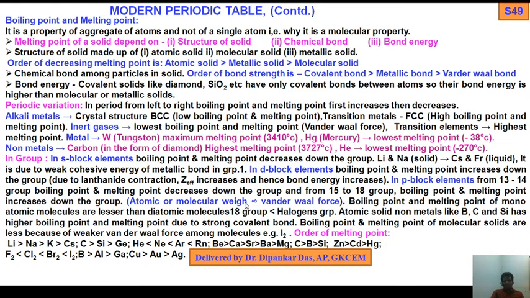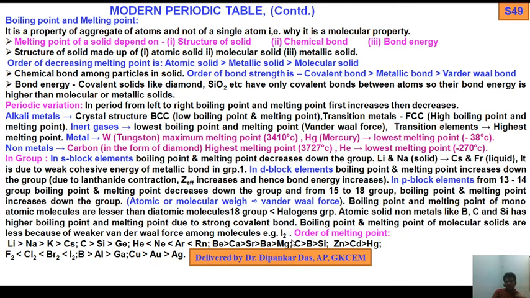Atomic weight and molecular weight are proportional to van der Waals force. So boiling point and melting point of monoatomic molecules are lower than diatomic molecules. That's why group 18 is lower than the halogen group. Atomic solid nonmetals like B, C and silicon have higher boiling point and melting point due to strong covalent bond. Boiling point and melting point of molecular solids are lower because of weak van der Waals forces of attraction.